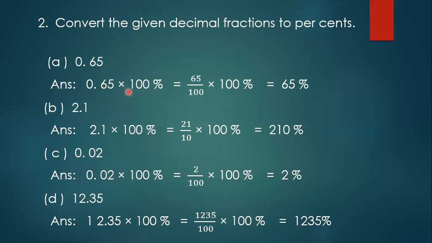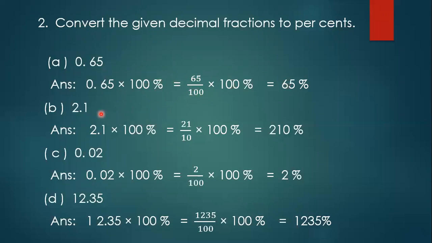And 0.65, now we will write as fraction. And here how many decimal places are there? 2 decimal places are there. So we can write 65 upon 100. As here 2 decimal places are there, we have to write the denominator 100. So 0.65 is equal to 65 upon 100. And for converting into percentage, we will multiply it by 100. This 100 and 100 we can cancel. It will be equal to 65 percentage.